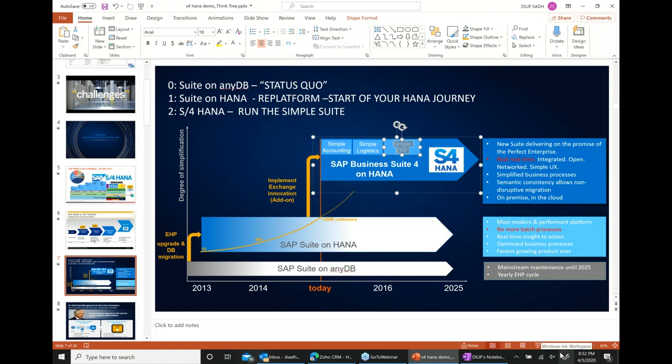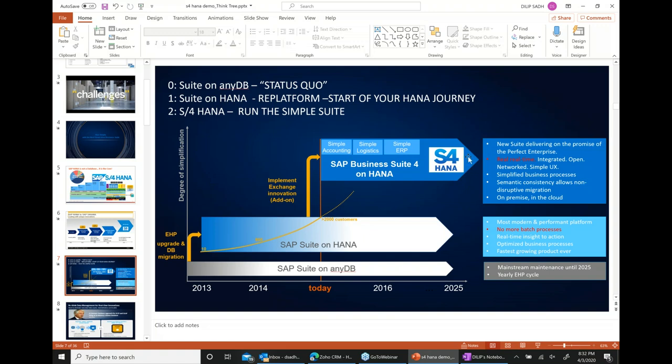You are an SD guy, MM guy, PP guy, finance guy, and you have customer invoice and vendor invoice and sales order and purchase order and goods, all those different beautiful transactions which you've been doing since our childhood. Simple ERP, all those transactions. But along with those, you also have two other things, which is simple logistics, and we also have something called simple accounting.